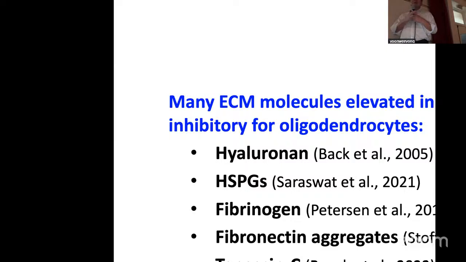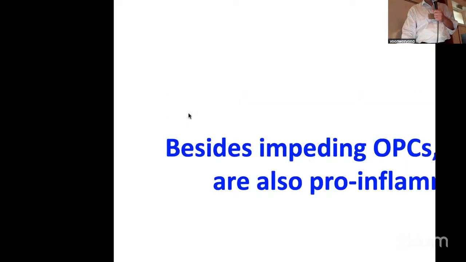While I focus your attention on the CSPGs, I just want to acknowledge that many others have worked on other ECM molecules and have shown that these are also elevated in lesions of MS, and that they also impair oligodendrocyte biology to various extents. And here's a listing of those. Besides impeding OPCs that I've shown you, the CSPGs are also pro-inflammatory. And I want to give you examples of that.